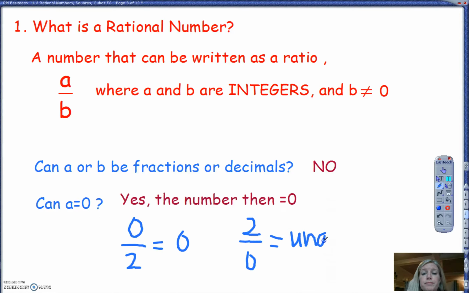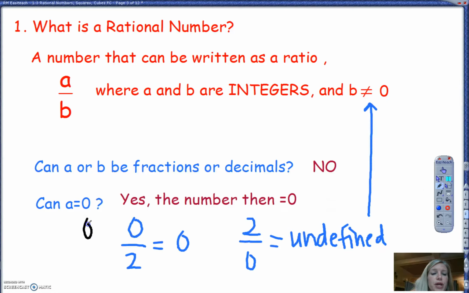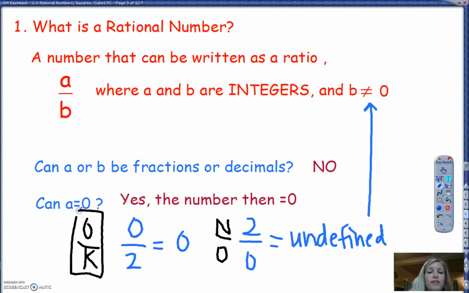So that is why you cannot have a denominator with 0. A quick way to remember this, that I'll probably have a poster up in the room, is that it's okay when the 0 is on top. It is not okay when the 0 is on the bottom. So okay versus no, it's not okay when the 0 is on the bottom.